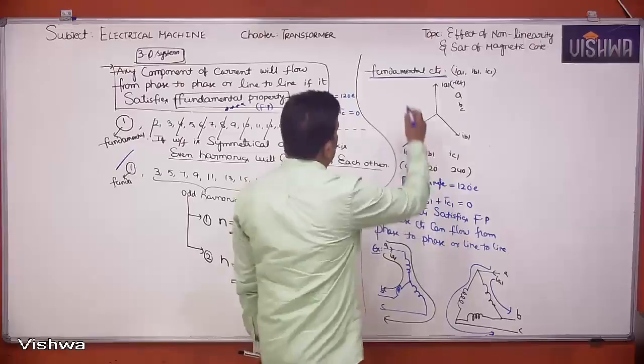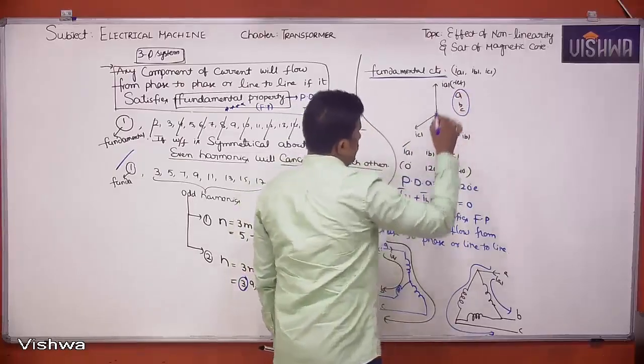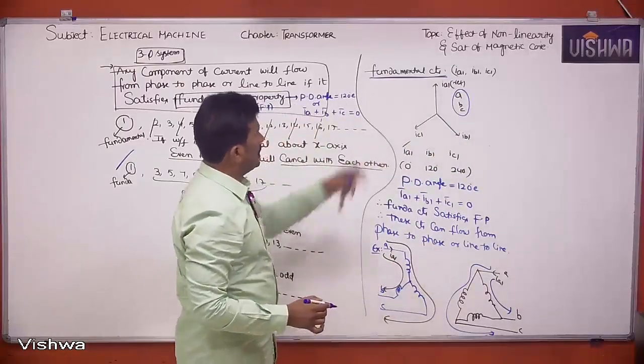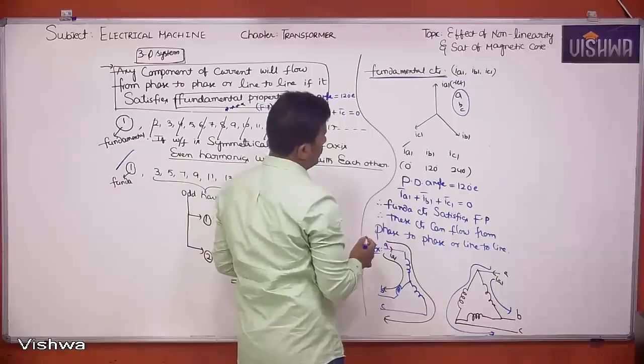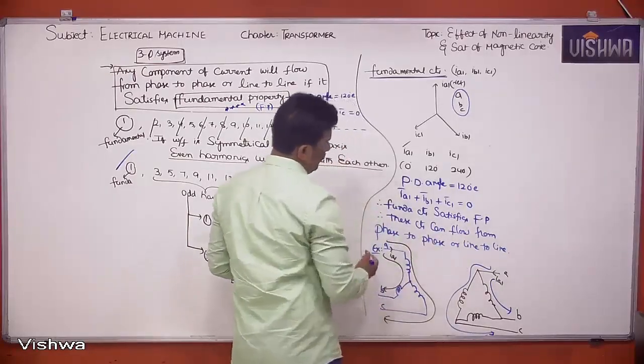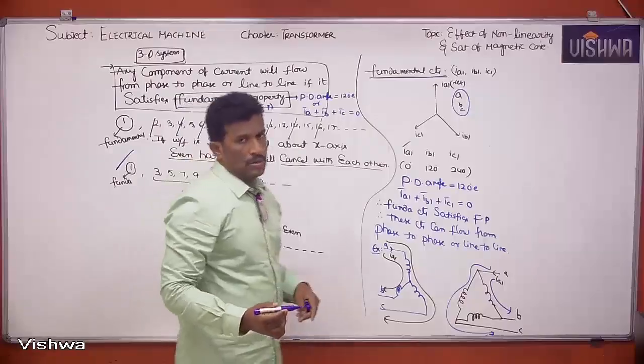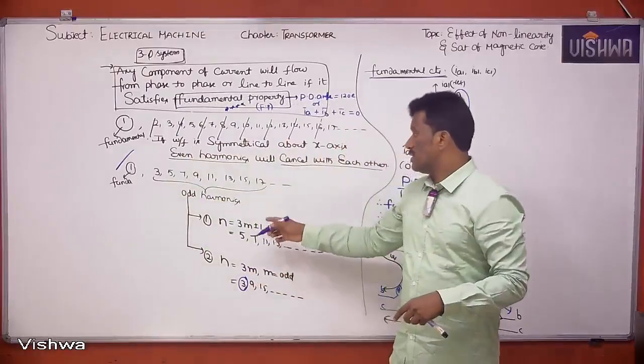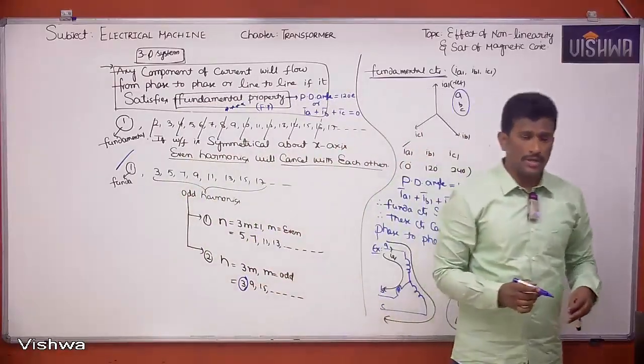So here, fundamental current phase sequence, how much? ABC is the phase sequence. So here the conclusion you can say is that fundamental current satisfies the fundamental property. These currents can flow from phase to phase or line to line. Please note down. Then after that I'll go for n equal to 3m plus or minus 1 order harmonics.